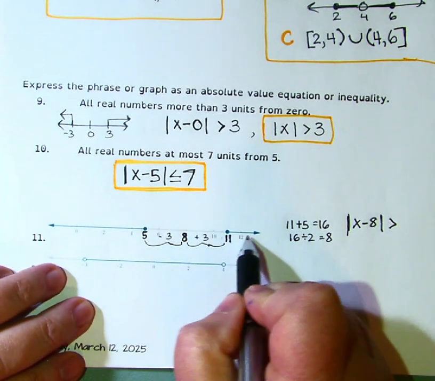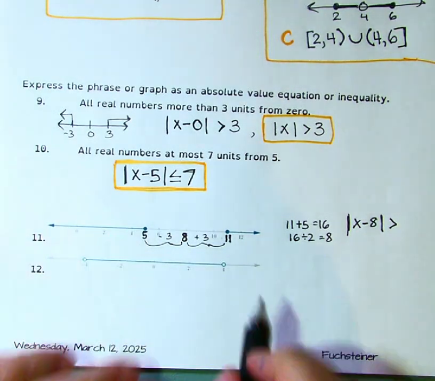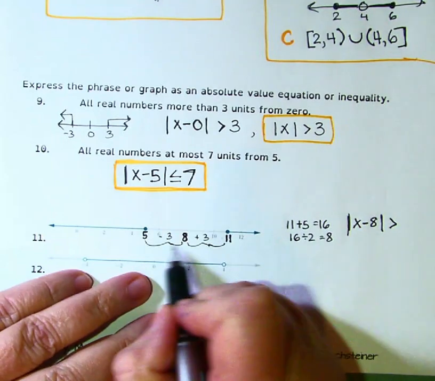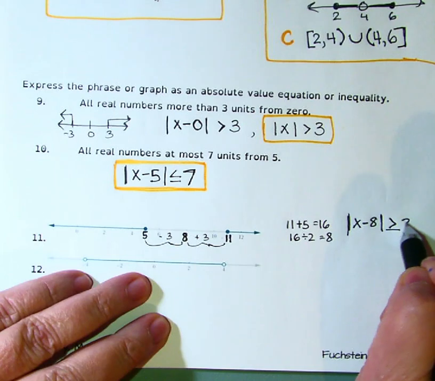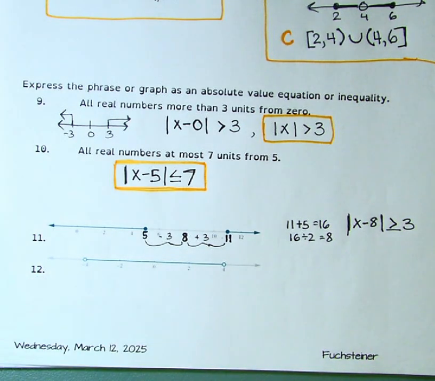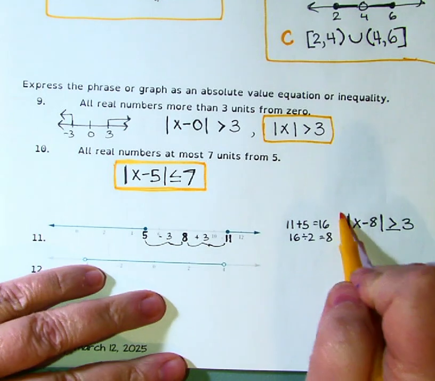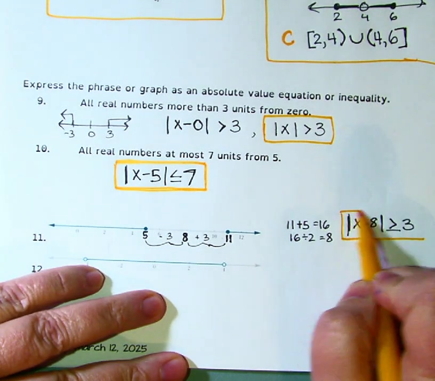Greater than, that's what gives you wings, right? The greater gives you wings. And can it be equal to? Those are filled in circles. So this becomes the absolute value of x minus 8 is greater than or equal to 3.